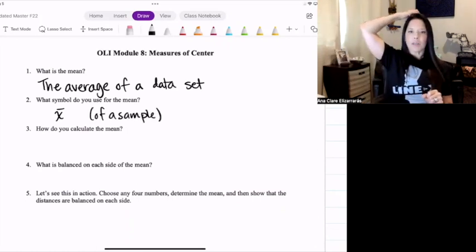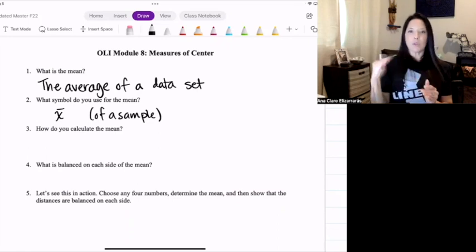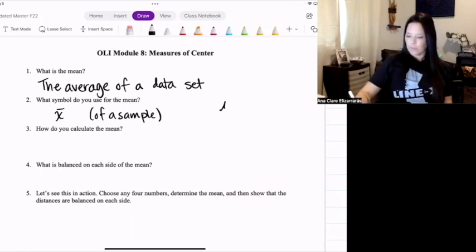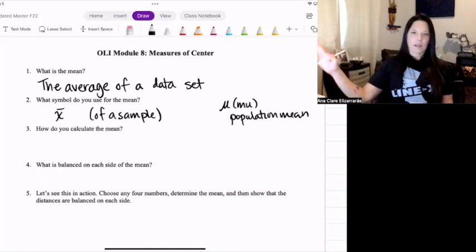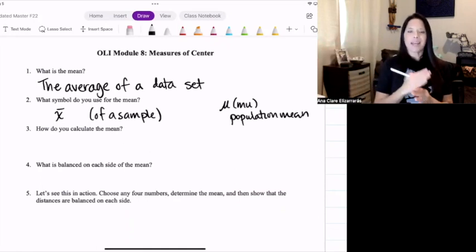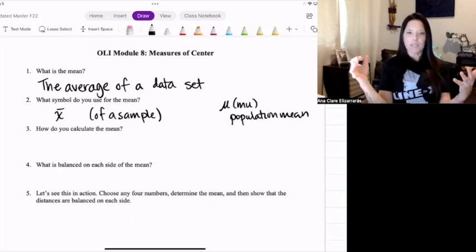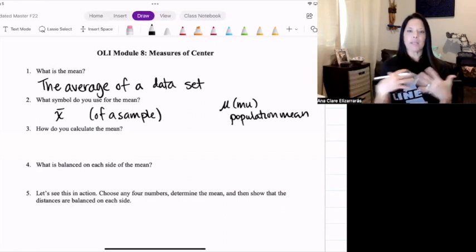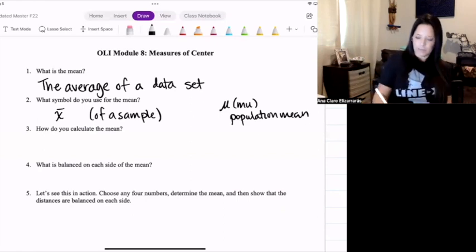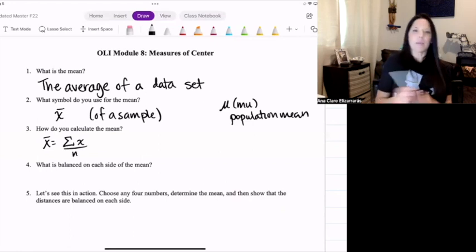Later, when we're talking about populations, we will use the symbol mu, MU, for the population mean. That comes later. Right now, just remember that X bar represents the sample average. We calculate that by taking the sum of all of the data observations and dividing it by however many data observations there are. Using mathematical notation, we take sigma x divided by n.